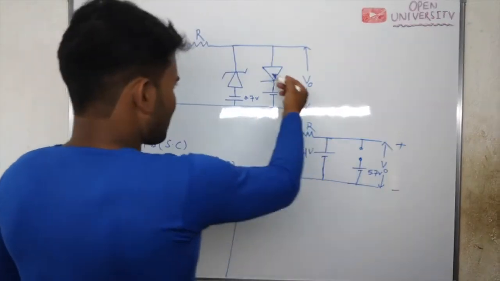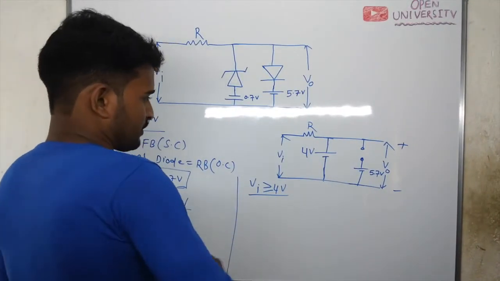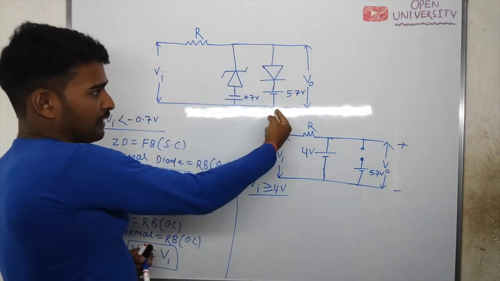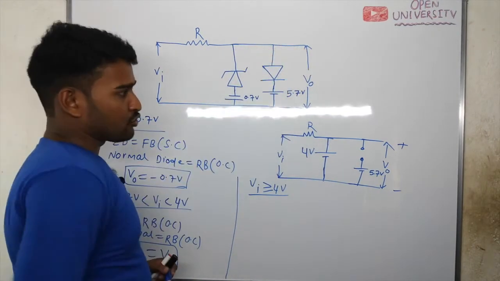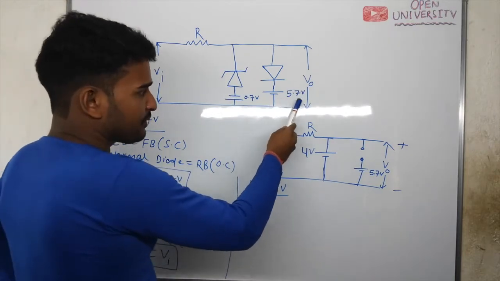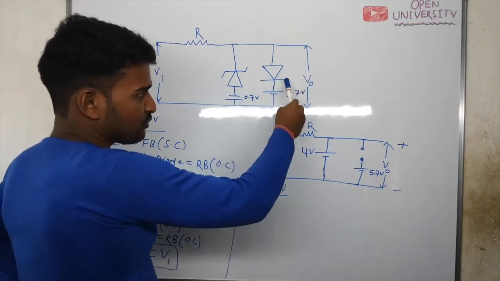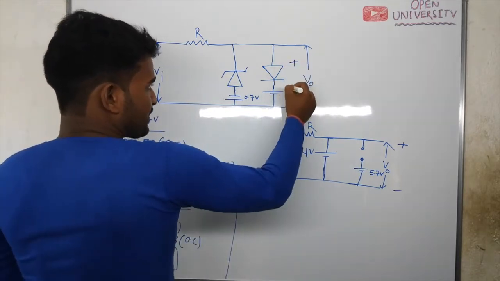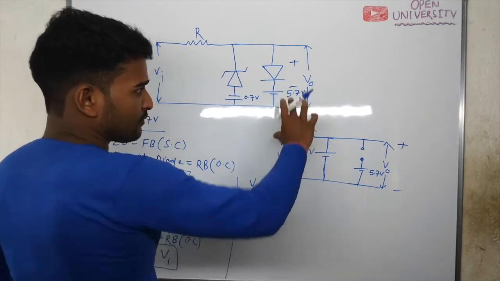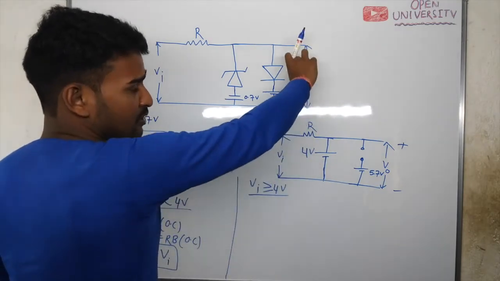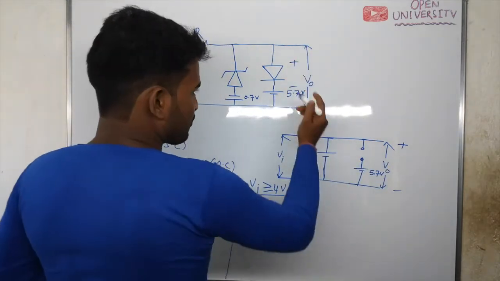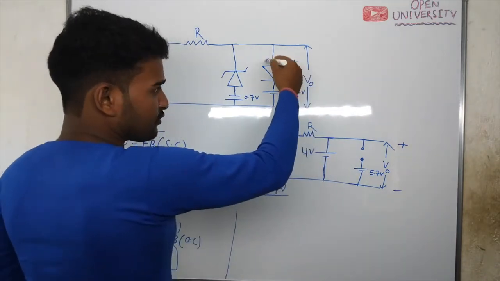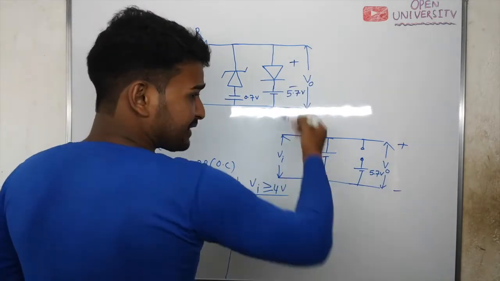Then what about the normal diode? If the voltage across this branch is 4 volt, then the voltage across this branch is also 4 volt. Already it is 5.7 volt, so some negative value of voltage will drop across the normal diode. Then if you add 5.7 volt plus this voltage, that should be 4 volt. So this voltage will be some negative value. That means your normal diode is reverse biased because you are applying negative voltage.